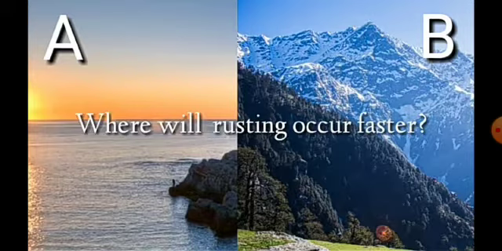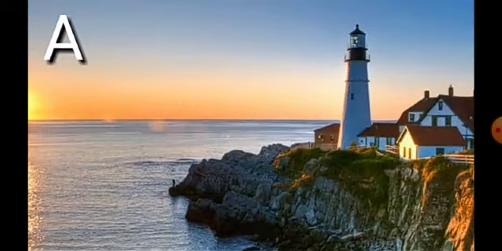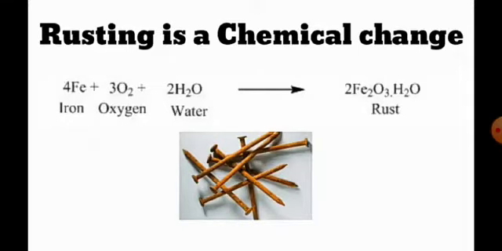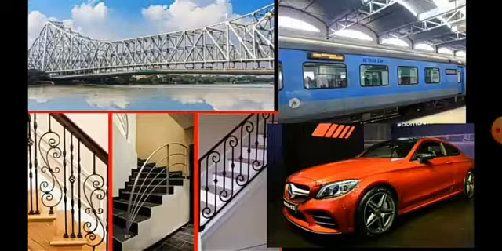Here you can see 2 pictures, A coastal area and B hilly area. Now, can you guess where rusting will occur faster? Yes, the rusting of iron will occur faster in coastal areas because the air in those places contains a lot of moisture. Now, rusting is actually a corrosion of metals like iron and steel, as it converts a refined metal into a chemically stable form such as oxides and hydroxide. So we can say rusting is an example of chemical change.